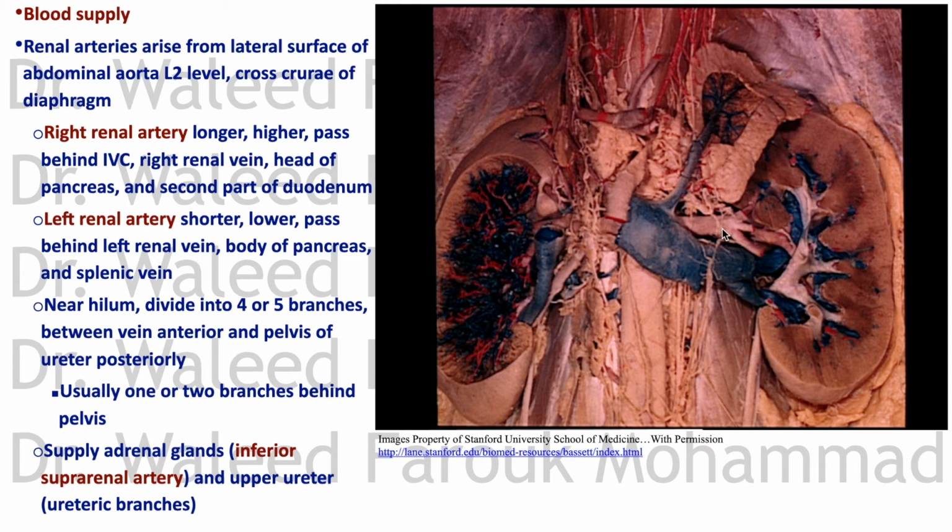And near the hilum, as you can see here, the artery divides into 4 or 5 branches. But before doing so, it divides into 2 main divisions: anterior division and posterior division. Then they subdivide into these branches to supply the kidney, and enter inside the kidney as the lobar arteries that will subdivide into interlobar and arcuate arteries, as we will see in the pattern of supply of the kidney.